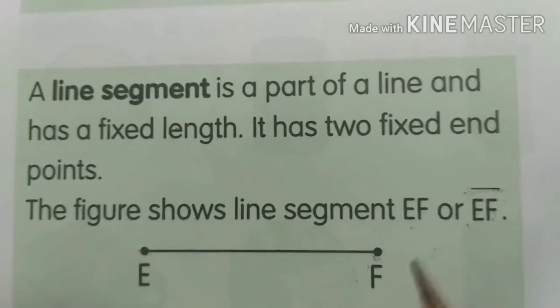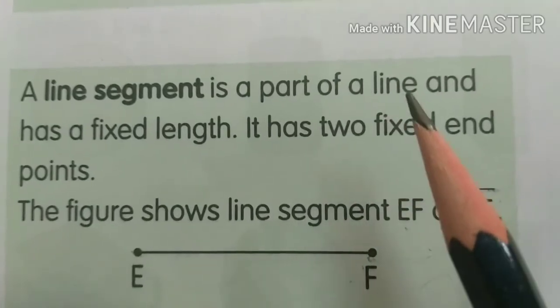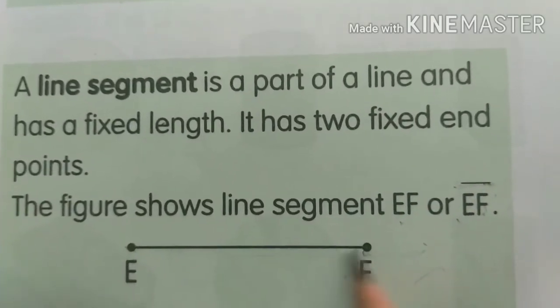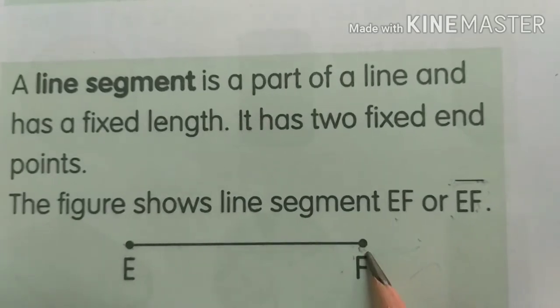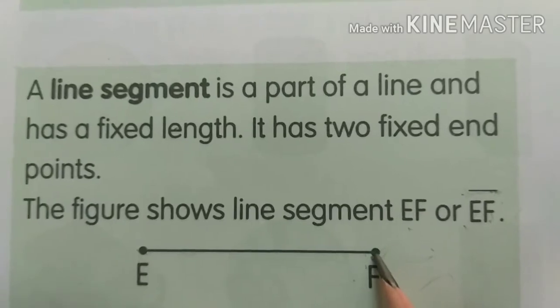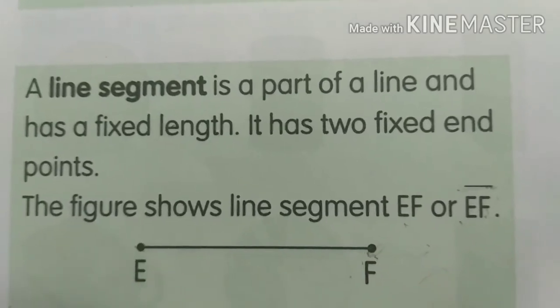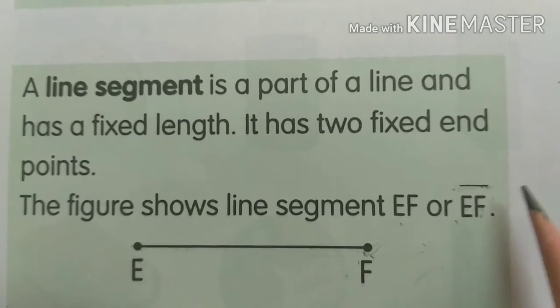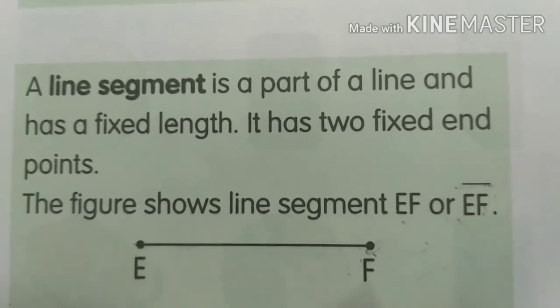Once again, a line segment is a part of a line and has a fixed length. This is the length. It has two fixed endpoints. The figure shows line segment EF, or in short form, line segment EF.